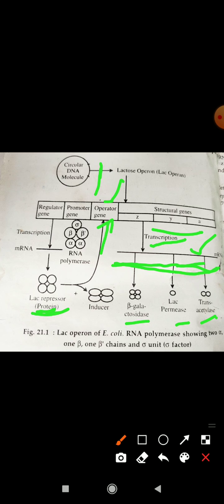The gene is closely linked to the structural gene. Promoter gene: near to the structural gene is a promoter gene.